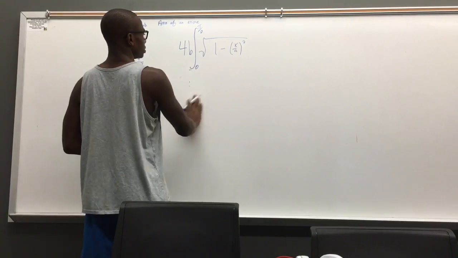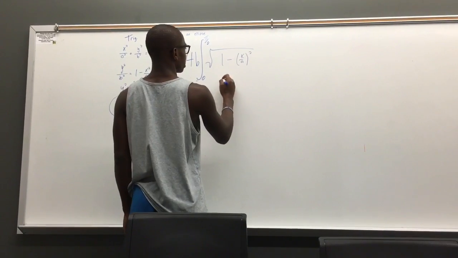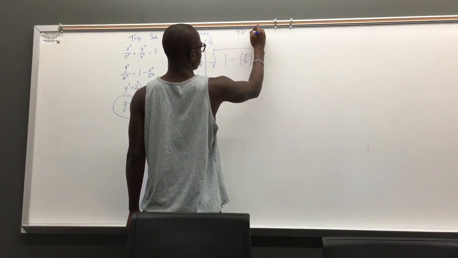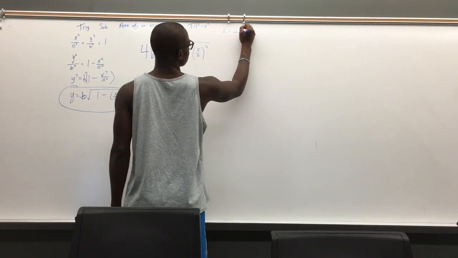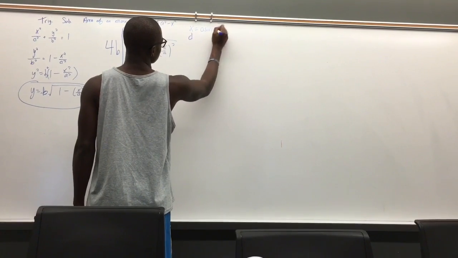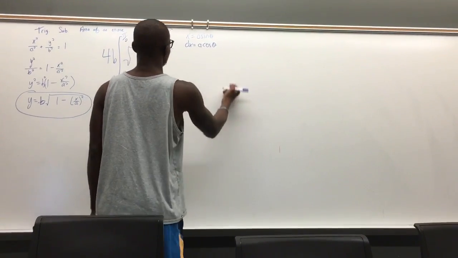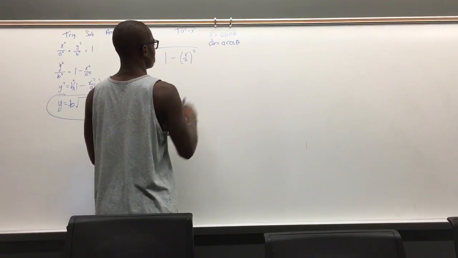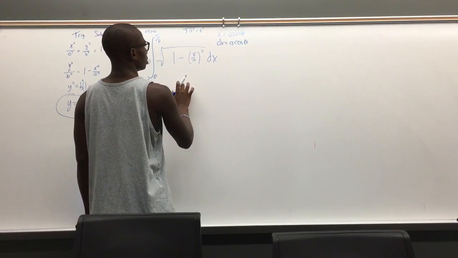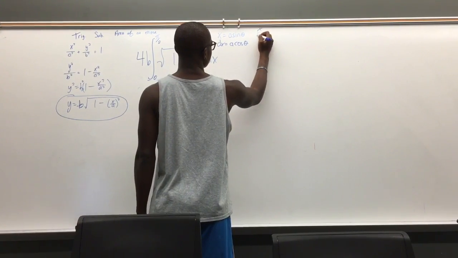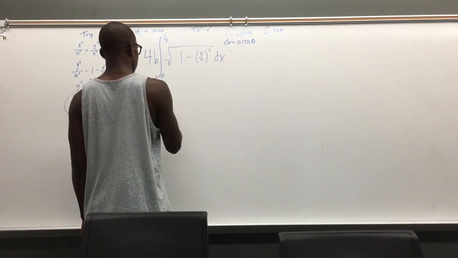And if I multiply this inside piece by a squared, it'll look like this. Which means x would be a sine of theta, and dx is going to be a cosine of theta. And so what I'm going to do is substitute all that in, so you get x over a equals sine of theta.